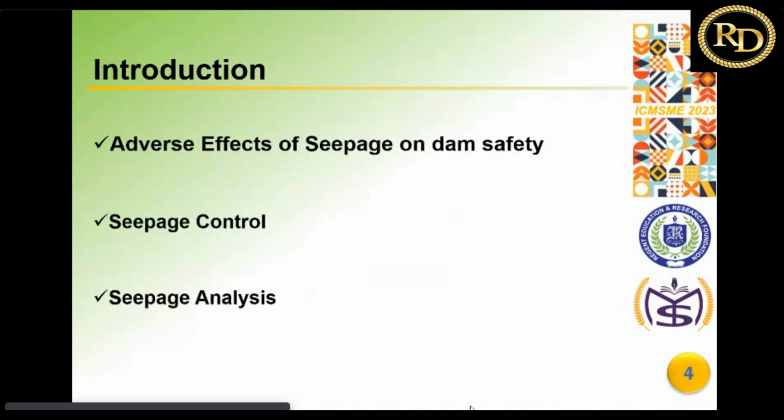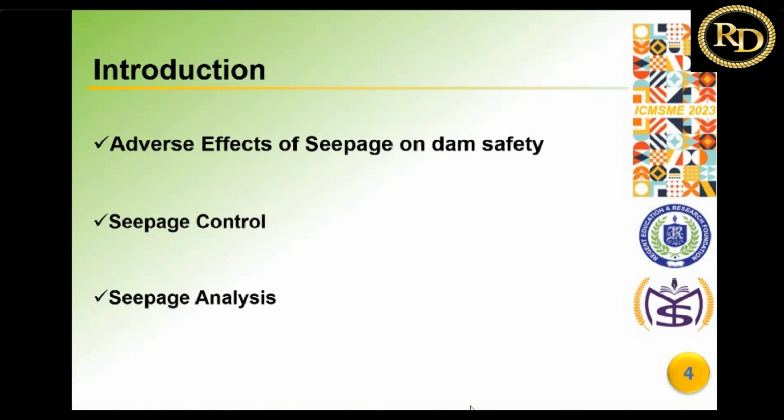Now, what will be the adverse effect of seepage on the safety of the dam? Uncontrolled seepage through the body of the dam may lead to internal erosion and consequently its failure. It may cause sloughing of the downstream slope. Seepage may lead to piping failure of the dam. Now, how can we control it?